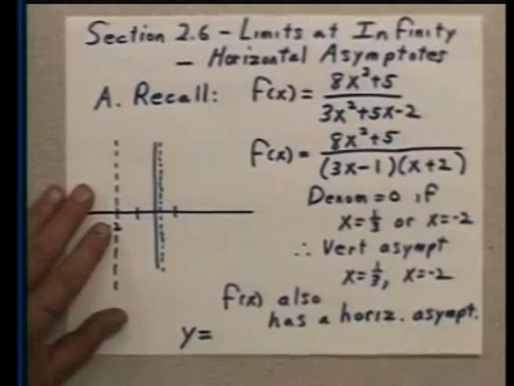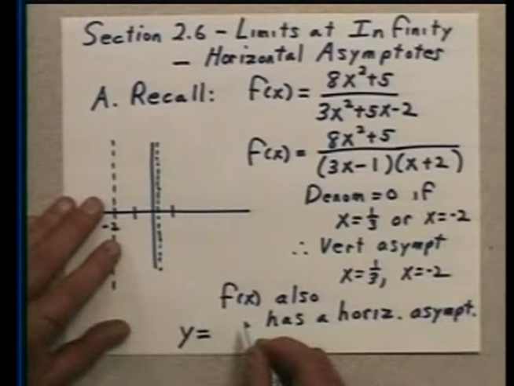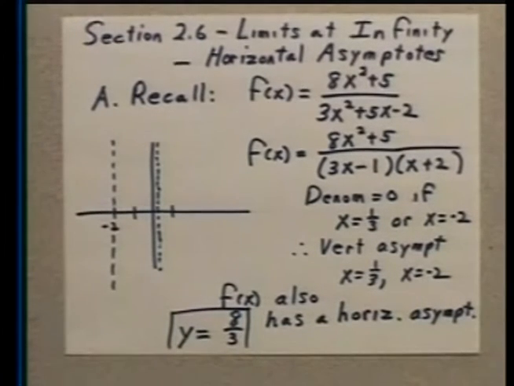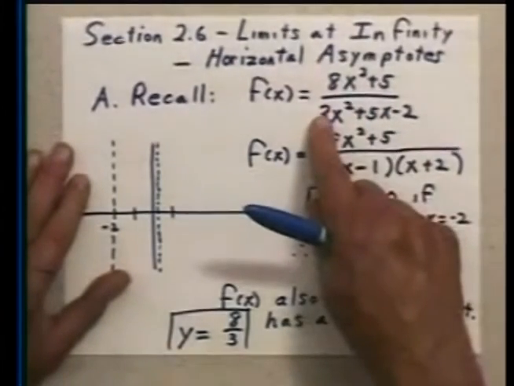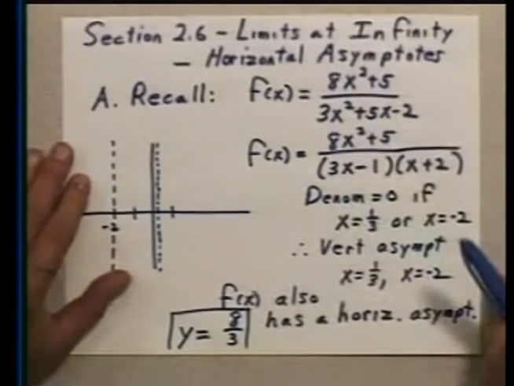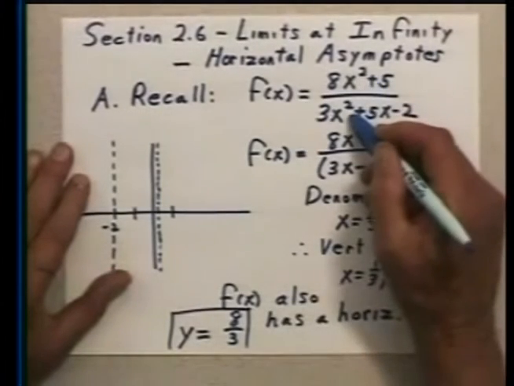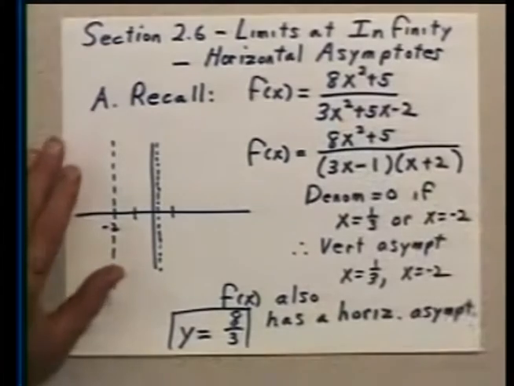Anybody remember what it is for that example? In a case like this, I think, is it 8/3? Yes, it is. y equals 8/3. And you say, oh, yeah, that's right. You take the leading coefficients of the common highest power on top and bottom. You were taught that in pre-calc. So there's an x squared on top, there's an x squared on the bottom, and the horizontal asymptote would be y equals the ratio of the leading coefficients.